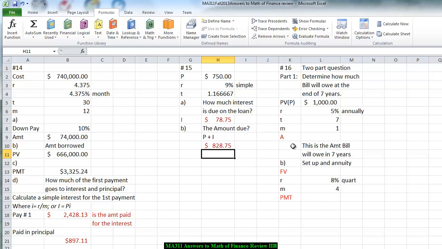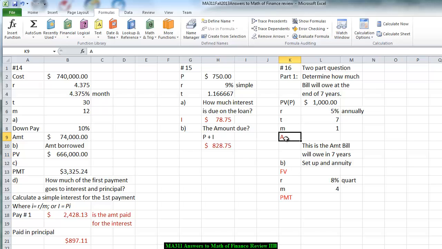Well, let's go through this again. Firstly, Bill borrowed $1,000. He's going to make one payment at the end of 7 years. The interest rate is 5%. The time is 7 years. Remember, the number of compounding periods per year is just one because it's compounded annually. It's not simple interest. That means he's going to make one payment per year.